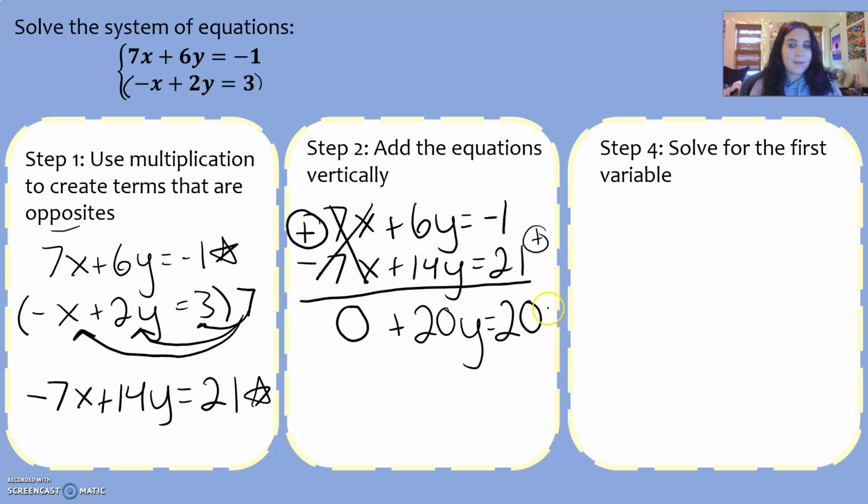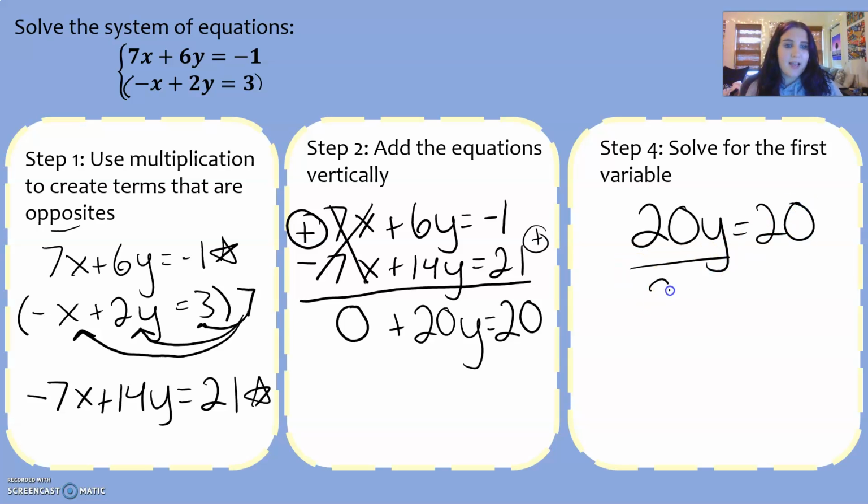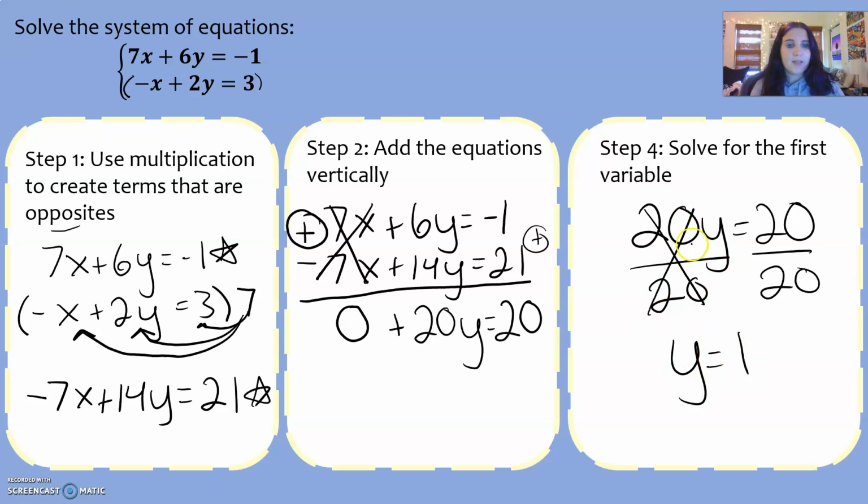Now I have a one-step equation that's going to be really simple to solve. So 20y equals 20 is what I'm left with. If I divide both sides by 20, I get that y equals 1. So I can also just say that 20 times 1 equals 20. So now I know that y equals 1.